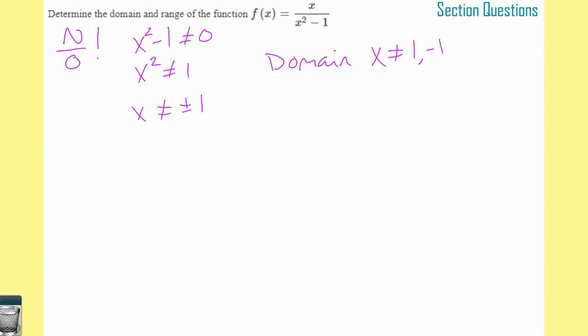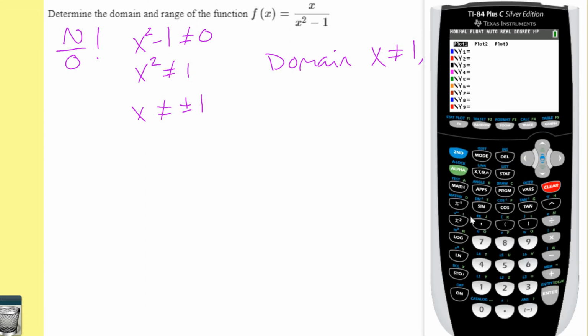Now for the range. This one gets a little trickier. I would get out your calculator and graph it. So when you plot it, you go to y equals, okay, in case you weren't there, go to y equals. This will pop up. You do x divided by, I'll do parentheses. I want to get all of x squared minus 1. So x squared minus 1. Make sure you put parentheses, because if you don't, it's not going to include that minus 1 in the denominator. Right? It's going to put it outside.